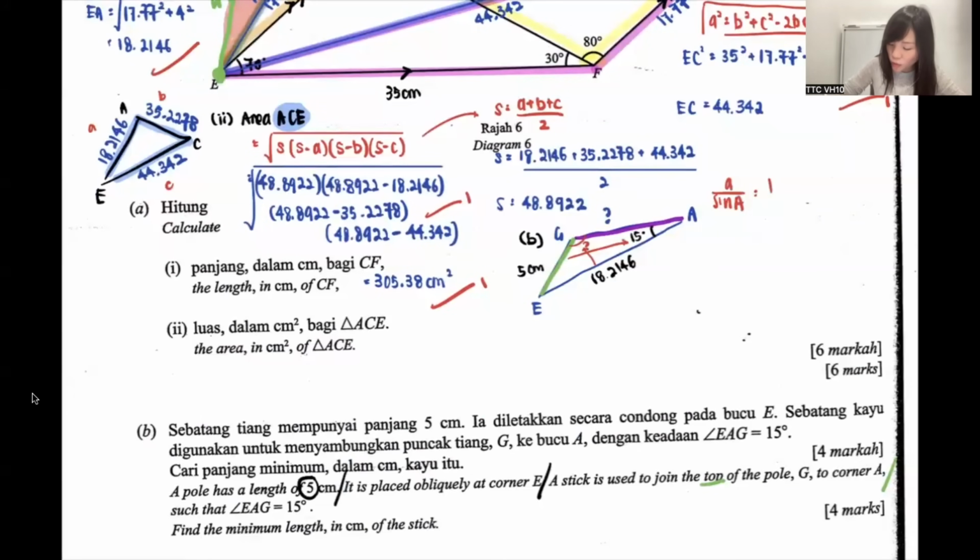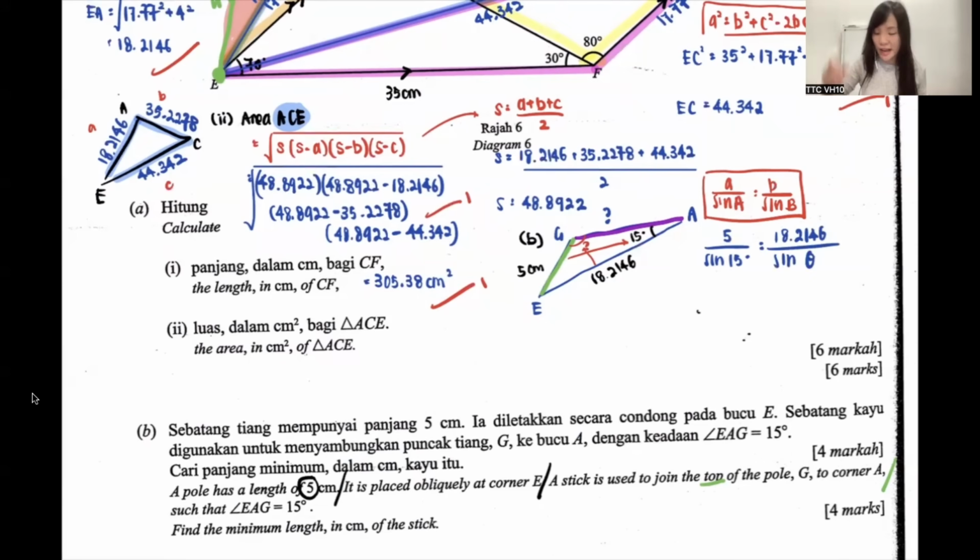So a over sine A equivalent to b over sine B. We got two opposites. So 5 cm, 5 cm opposite 15 degree. Another one, 18.2146, 18.2146 opposite, isn't it, sine theta? Okay, theta. Now what can we do? Cross multiply. 5 sine theta equals 18.2146 times sine 15 degree. So times 5, move it over, divide by 5. 0.9429.